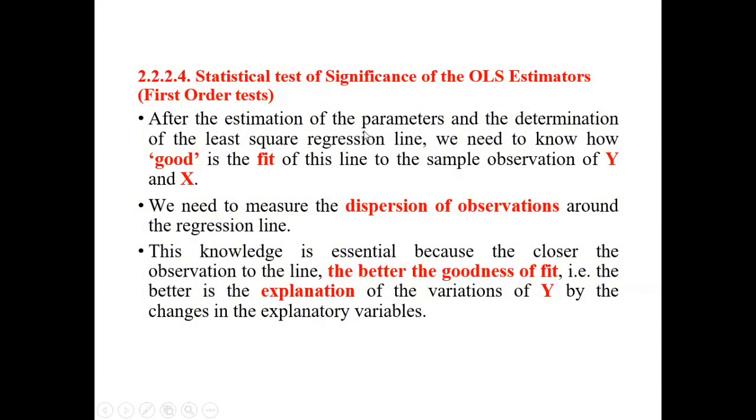So after the estimation of the parameters and the determination of the least square regression line, we need to know how good the fit of this line is to the sample observations of y and x. Goodness of fit test. So we need to measure the dispersion of the observations around the regression line. This knowledge is essential because of how close the observations are to the line. So the better the goodness of fit, the better the explanation of the variation of y by the change in the explanatory variable x.